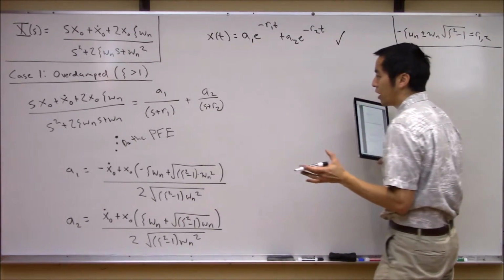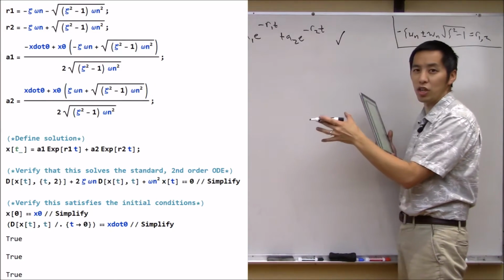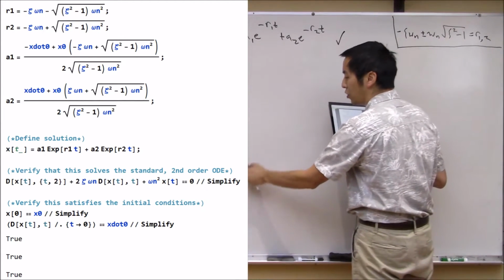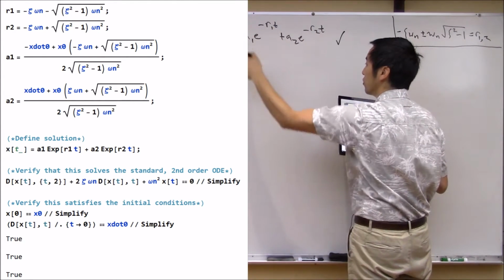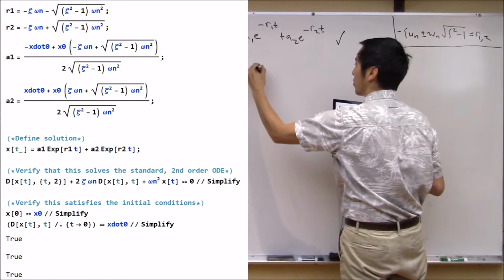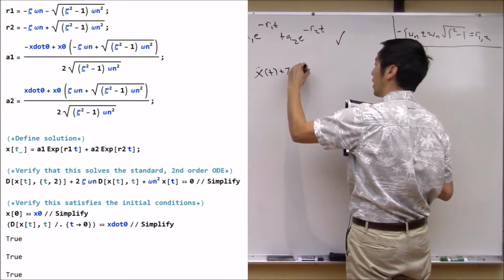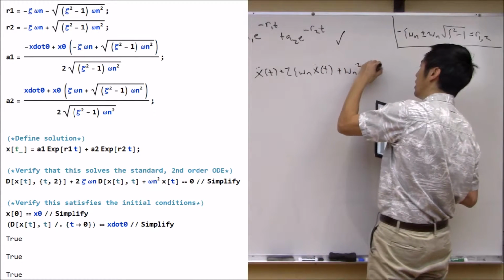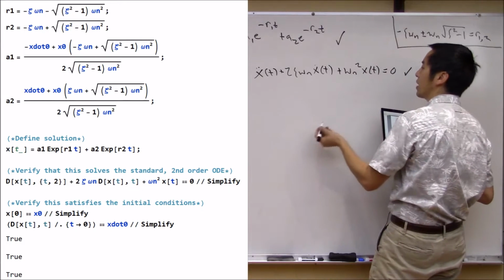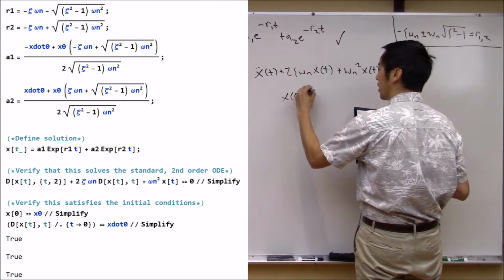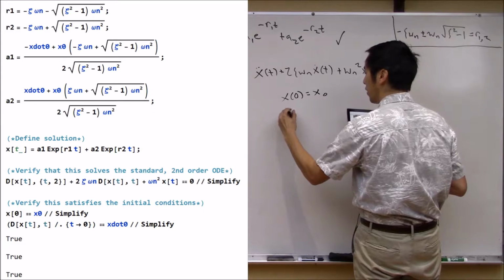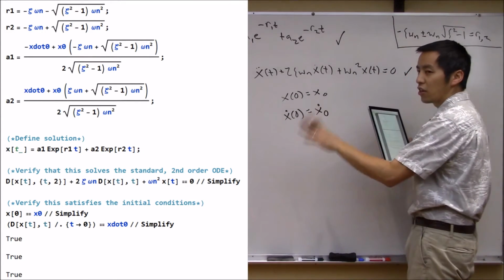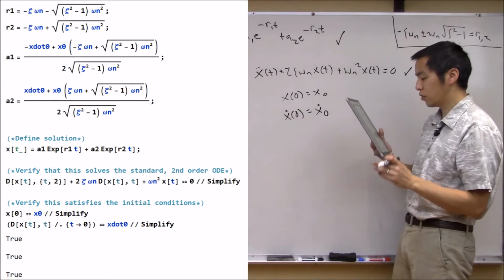Again, maybe in the interest of time, I'm just going to flash up a screenshot of me doing this in Mathematica to prove to you that I'm not jerking your chain, that if you actually do plug these in, this solution here will satisfy x double dot of t plus 2 zeta omega n x dot of t plus omega n squared x of t is equal to 0. That will come out correctly, and x at time 0 is going to equal x0, and its derivative at time 0 is going to equal the specified initial condition here. So again, here's the Mathematica screenshot showing that all of this checks out.